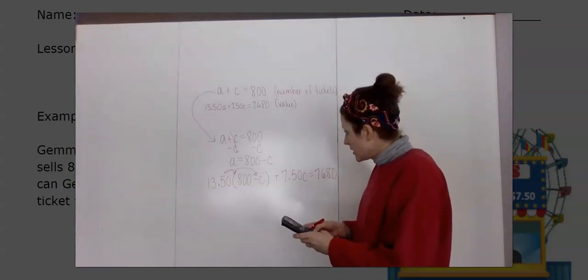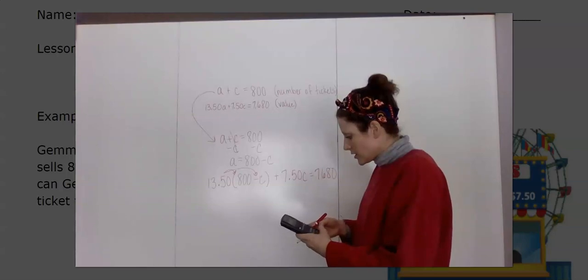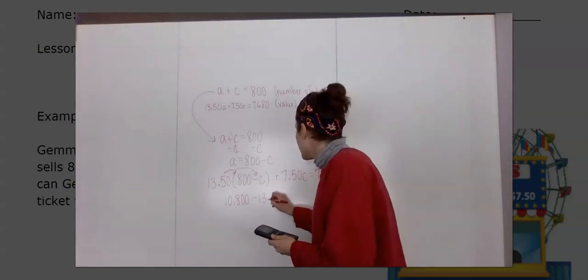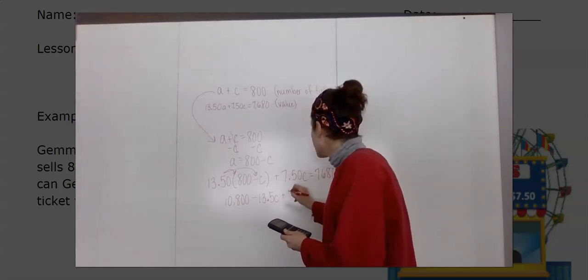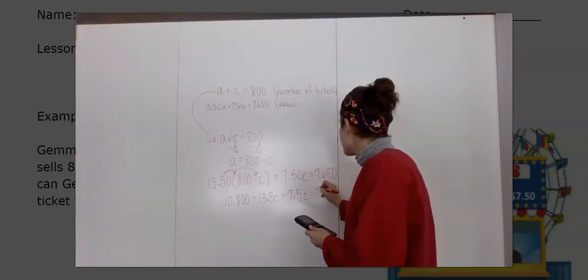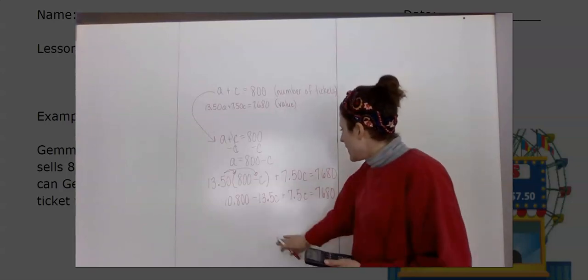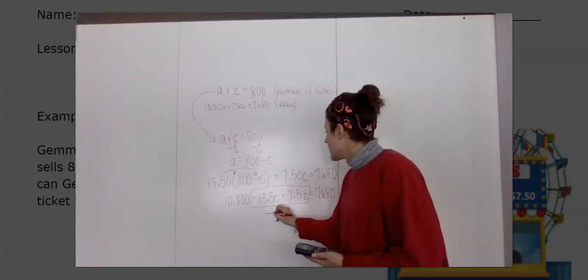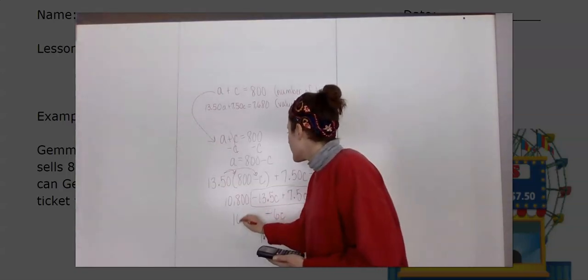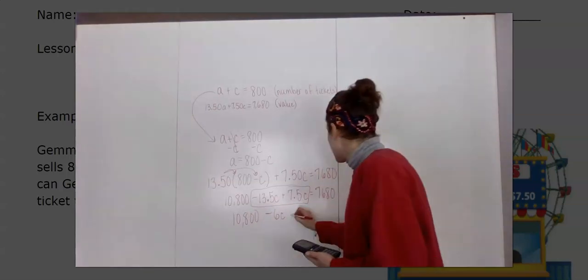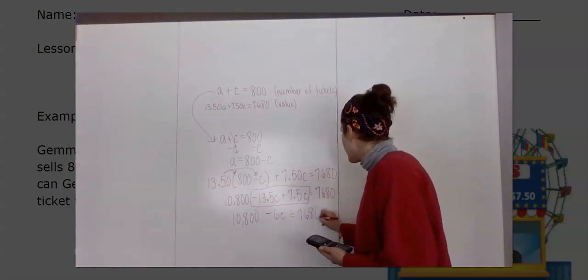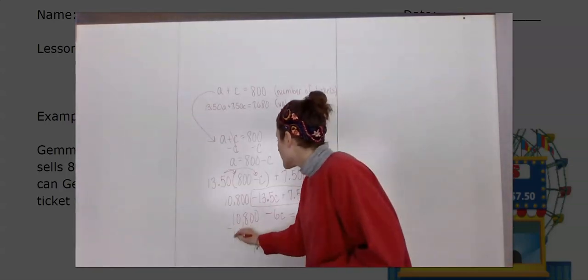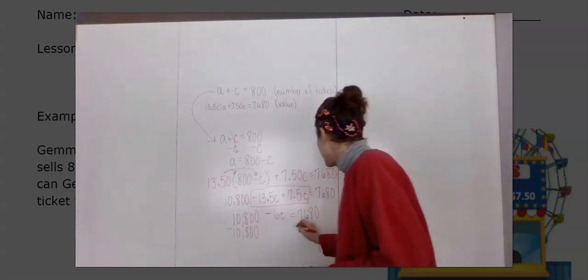13.5 times 800 is $10,800 minus 13.5C. Don't need to write the 0 every time. Okay, now we have to combine like terms. When I do that, I get negative 6C, but I still have that 10,800 here and 7,680 on the right. Okay, I need to get my C term by itself, so let me get rid of the 10,800. I'm going to subtract it from both sides.